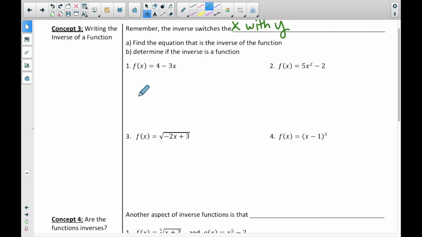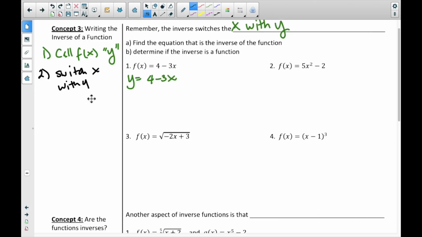The first thing that we want to do is call f of x y. The main reason I'm doing that is it's kind of confusing to have f of x in there with an x in there. So if it's okay with you, I'm just going to call that y instead. All right, the next thing we're going to do is switch our x with our y. That is one of the characteristics of an inverse. So I'm going to put my x over here on the left, and I'm going to put y over here on the right. The numbers and all that stay exactly the same. It's just the letters that we're moving.